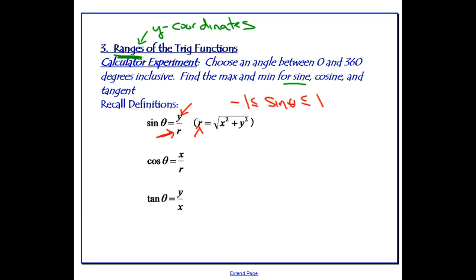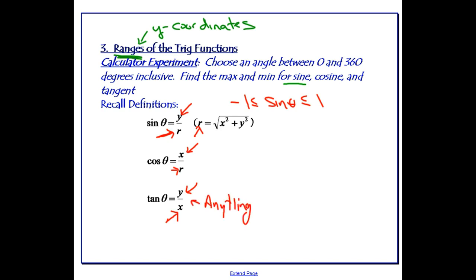Same thing with the cosine. Look, you've got your r down here, your hypotenuse. x is on top. It will also be between -1 and 1. And then you get your tangent. And the tangent, guys, you're just picking any y coordinate, any x coordinate. It's unlimited what you pick, so you can choose any y you want, choose any x you want. So the tangent, it turns out, can be anything.